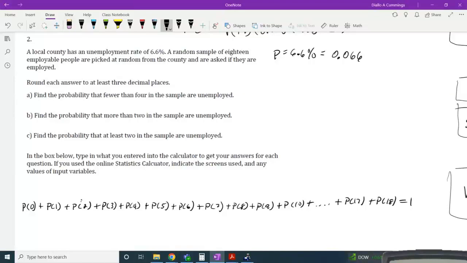So P is going to be 0.066. That's the probability of success. Or in this case, the probability of unemployment, right? Because there's two outcomes. You're either employed or not employed.